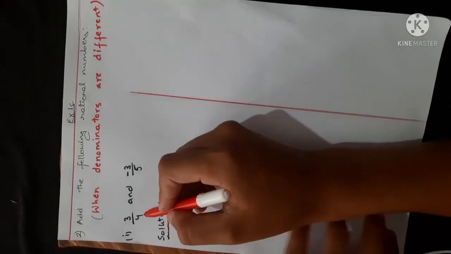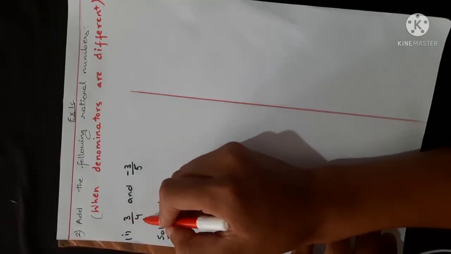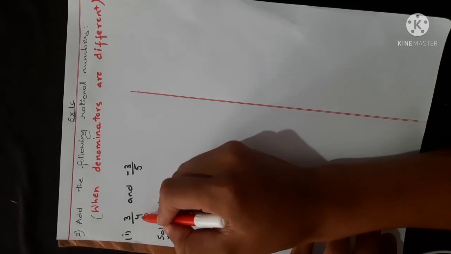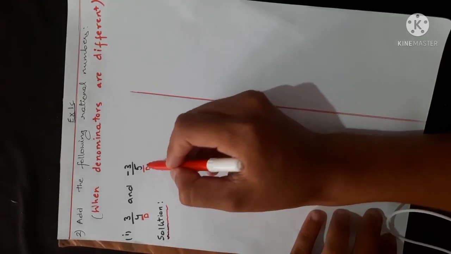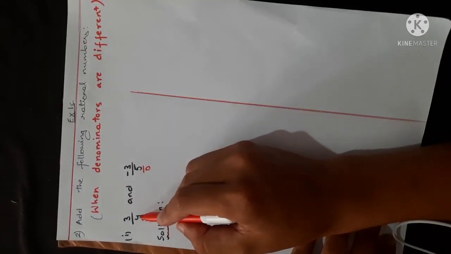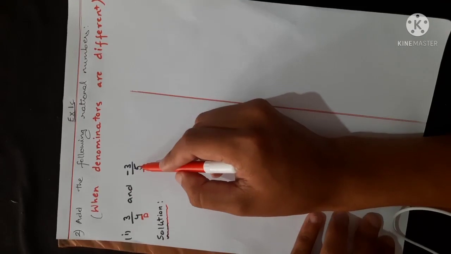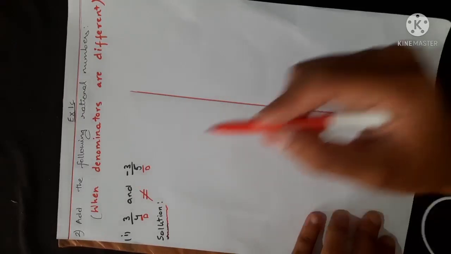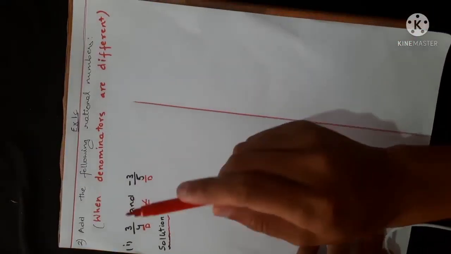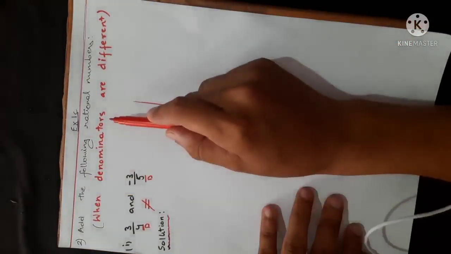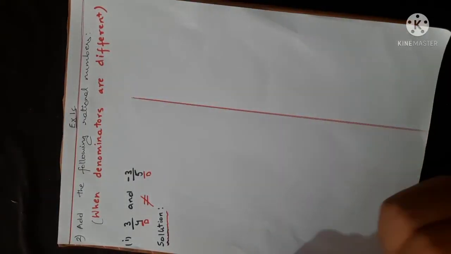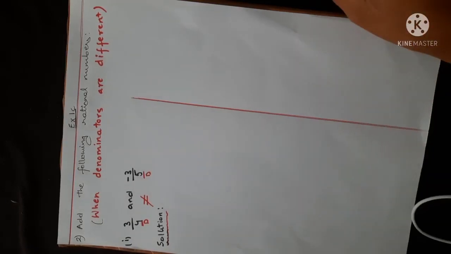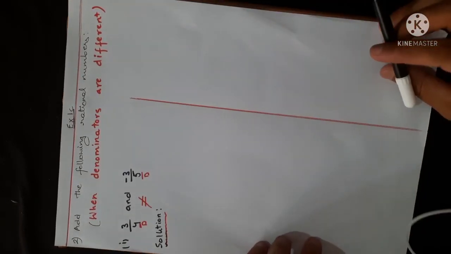So we see here in this rational number 3 by 4, the denominator is 4. In minus 3 by 5, the denominator is 5. So in this one the denominator is 4, and in this rational number, the denominator is 5. So they are not equal. Hence, this is the type when denominators are different. So what should we do when the denominators are different? I will do the shortcut method for you.